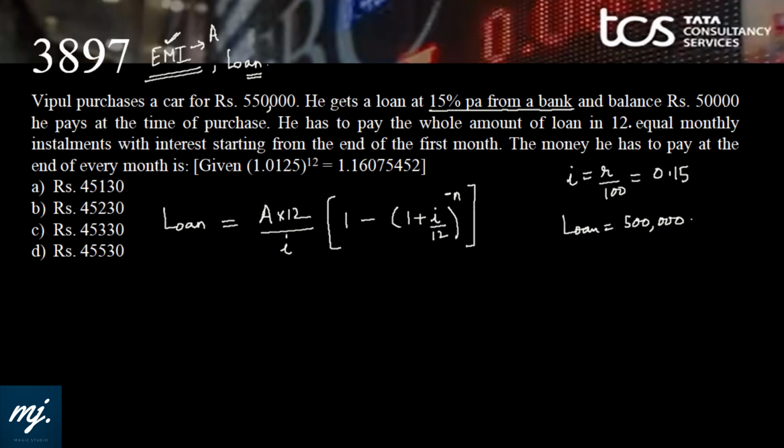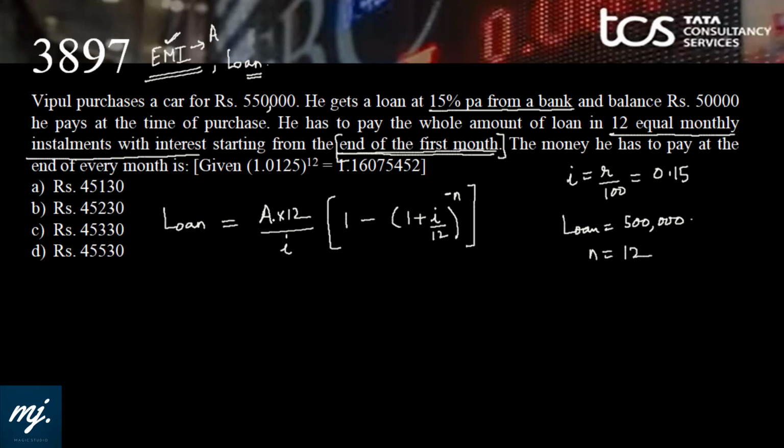He has to pay the whole amount of the loan in 12 equal monthly installments with interest, starting from the end of the first month. This is the very important criteria. This formula holds good when the first installment is paid at the end of the first month. And how many installments does he need to pay? 12. That is n, the number of installments paid. The money he has to pay at the end of every month, that means we are supposed to find the value of A.